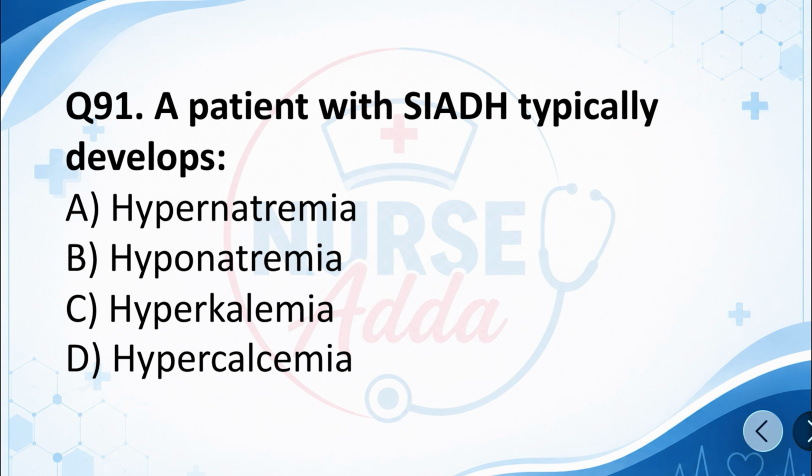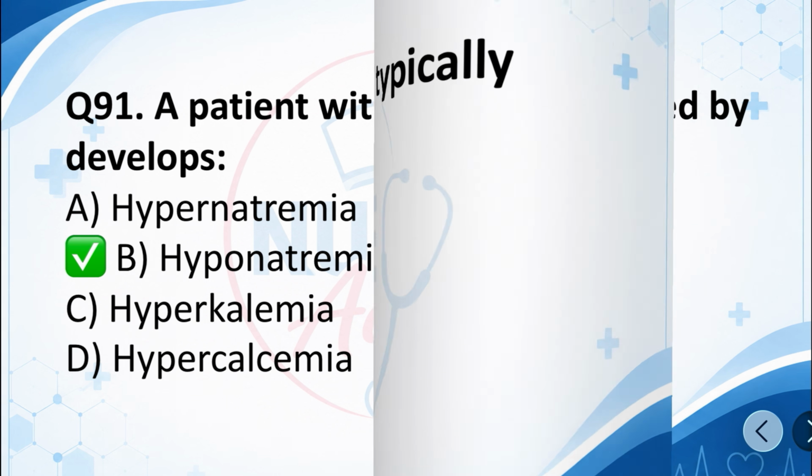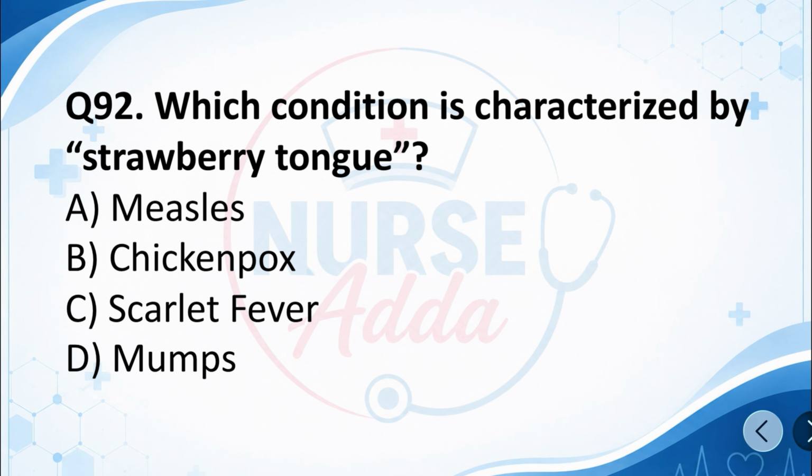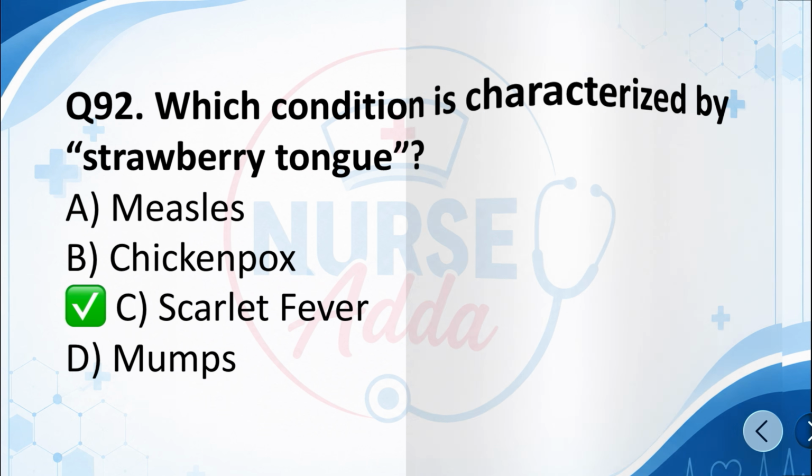A patient with SIADH typically develops? The right answer is option B, hyponatremia. Next question, which condition is characterized by strawberry tongue? The right answer is option C, scarlet fever.